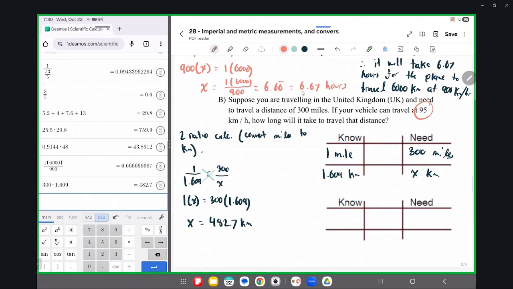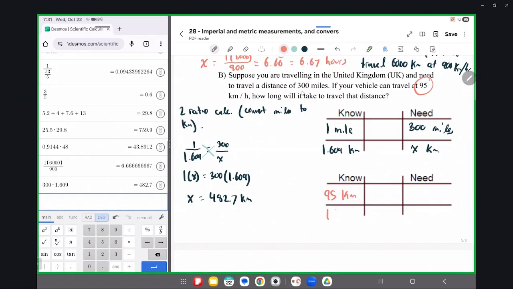So luckily now, we can just apply our second chart immediately because we know that the car travels at 95 kilometers in 1 hour, and we're curious how long it'll take to travel 482.7 kilometers in however many hours. This case looks like it's going to be about 5.